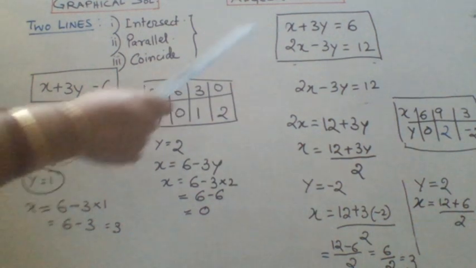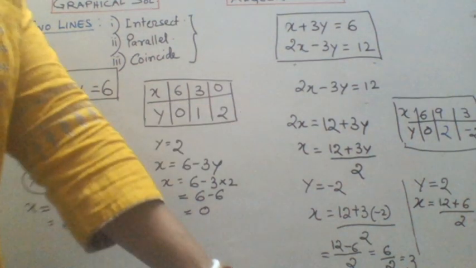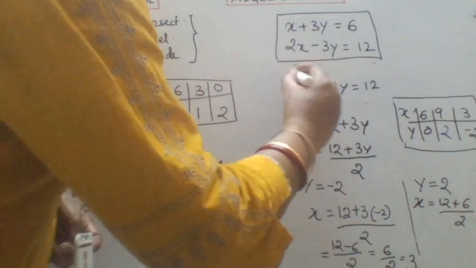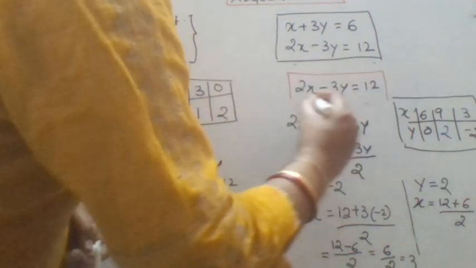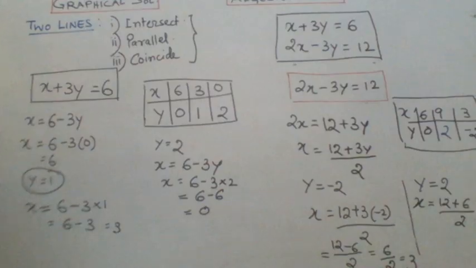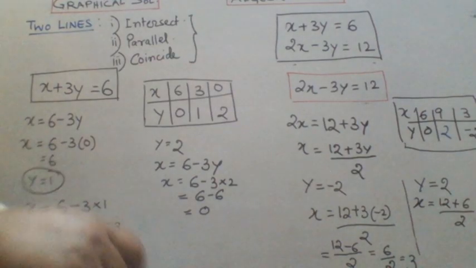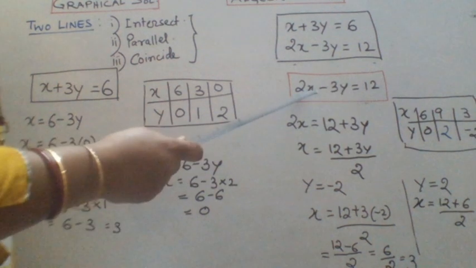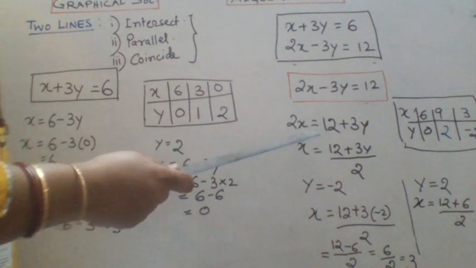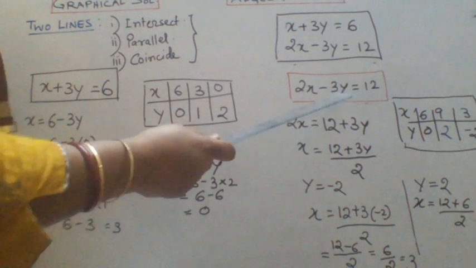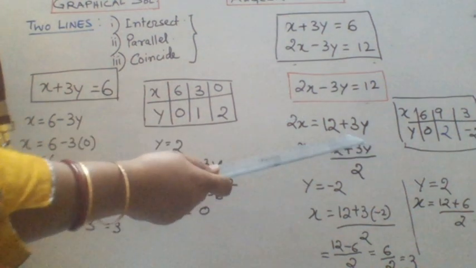Now the second equation is 2x minus 3y equal to 12. This is the second equation, 2x minus 3y equal to 12. Now here the coefficient of x and y, none of them are 1. So x coefficient is 2. So we keep this 2x on the left hand side. 3y is transposed to the other side. So it becomes plus 3y.